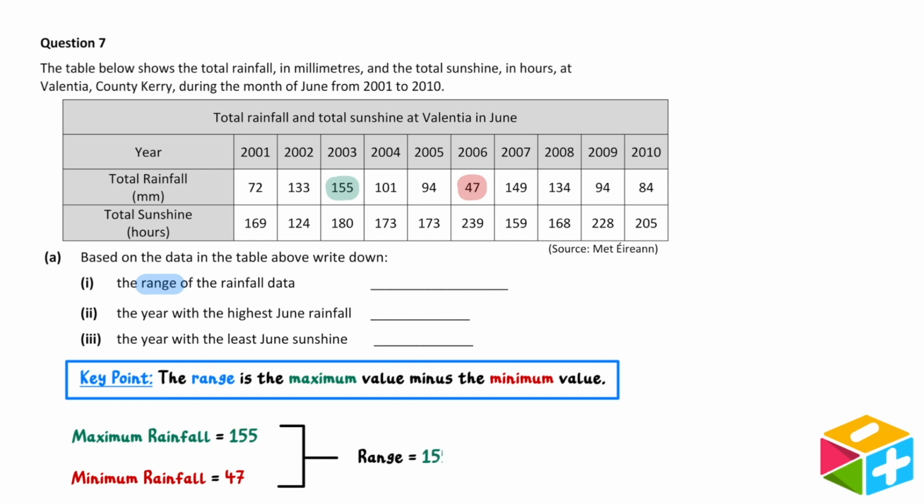To find our range, we subtract the minimum from the maximum. So we get 155 minus 47, which is 108. The unit for our rainfall was millimeters, so that's the unit we'll want to use here.